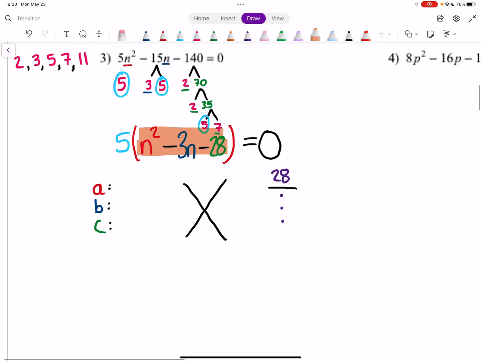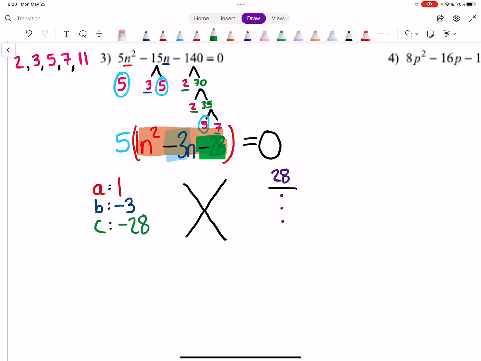So now we're going to identify a, b, and c. Note that a is the number in front of the squared term, so that's 1. b is the number in front of the linear term, or the term with a power of 1, and that is negative 3. I'm including that negative sign that comes before it. And then finally, c is my term hanging out at the very end, which is negative 28.